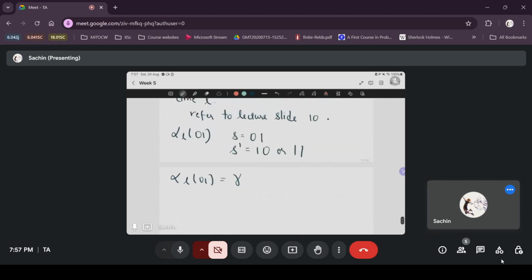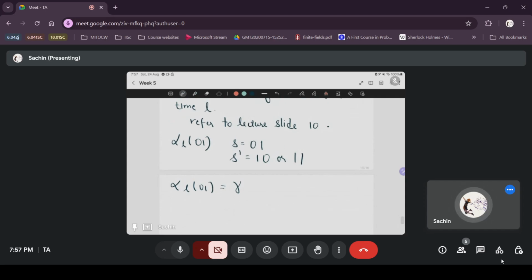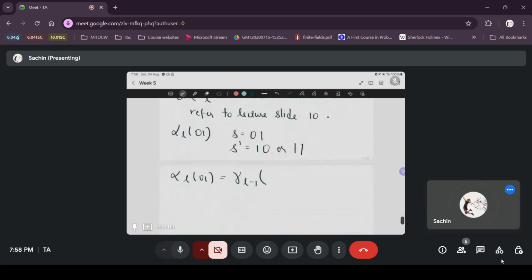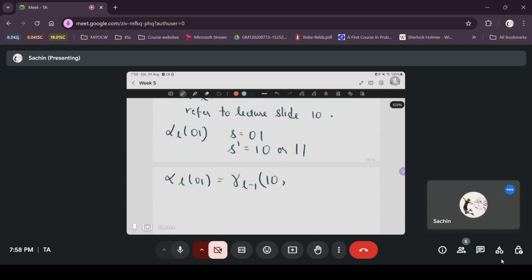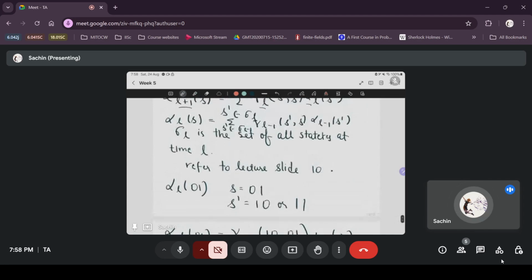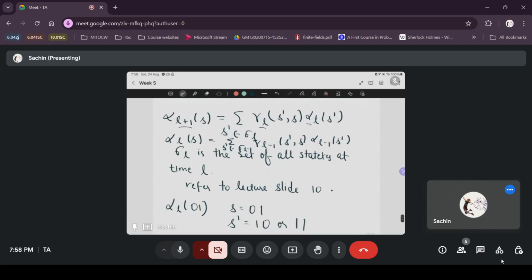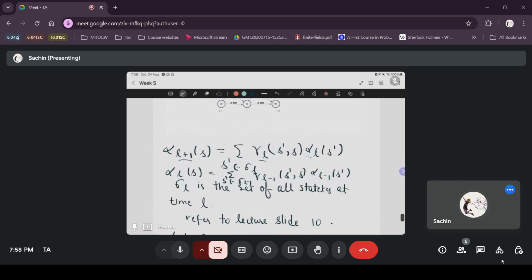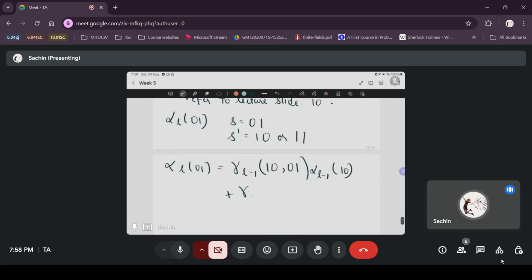So alpha L of 0, 1 will be gamma L minus 1, where S dash can be 1, 0 or 1, 1. So if we take 1, 0, then the gamma of the transition 1, 0 to 0, 1 times alpha of the state 1, 0, plus, since it's the summation over all S dash in sigma L minus 1, gamma L minus 1 of the other possibility for S dash, 1, 1, times alpha of 1, 1. Okay.